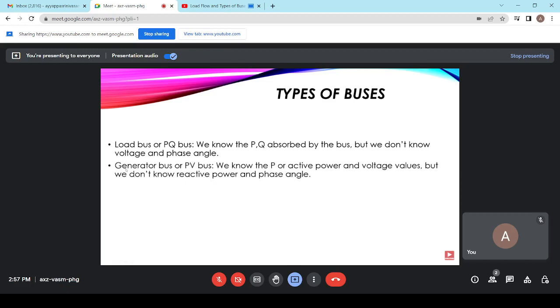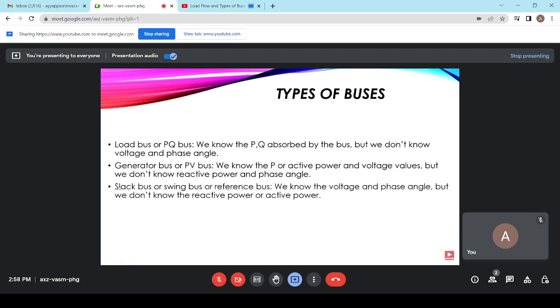Another type of bus is the generator bus or the PV bus. We know the active power P from this bus and the voltage of this bus, and it is connected to a generator. That's why it's called a generator bus. So we know P or active power and the voltage. However, we don't know the Q or the reactive power and the phase angle of the voltage.